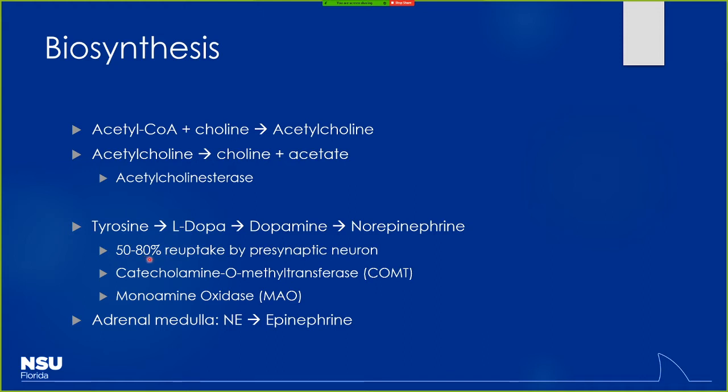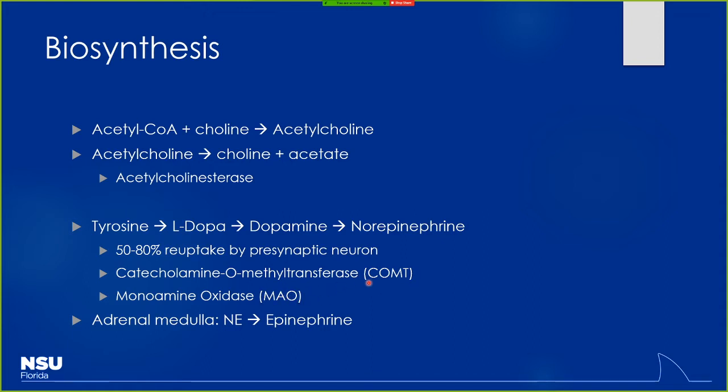So if you've ever heard of a serotonin reuptake inhibitor, it's interrupting this process here. We try to recycle and reuptake a lot of these different catecholamines. But if that does not happen, how do we break it down? Well, we can do it via two different enzyme systems here. So we have catecholamine O-methyltransferase, or COMT, and then you have monoamine oxidase, or MAO.